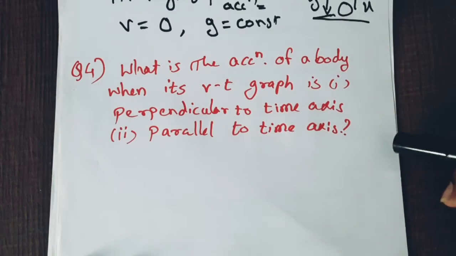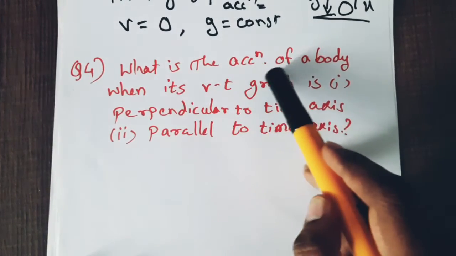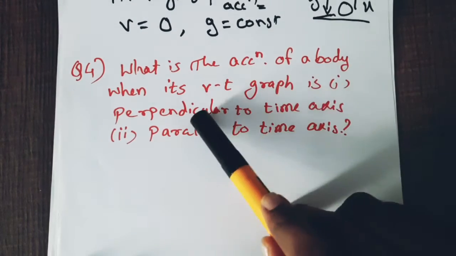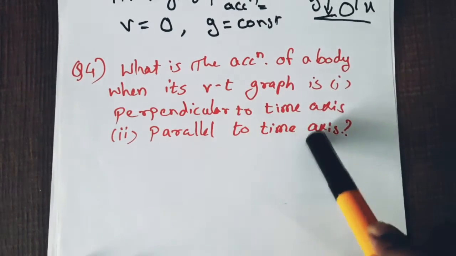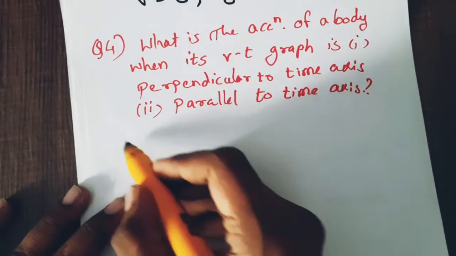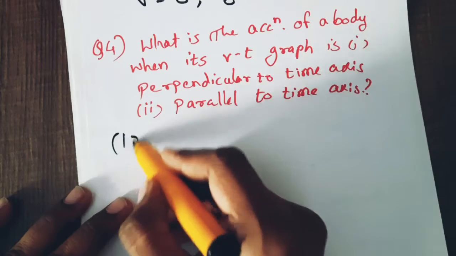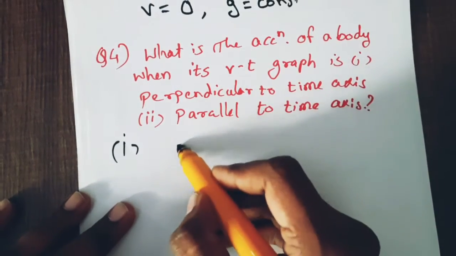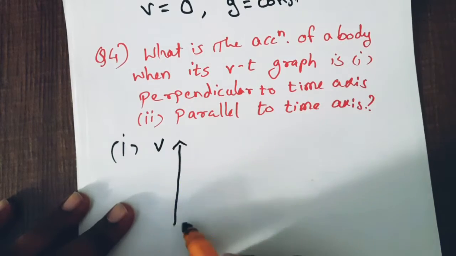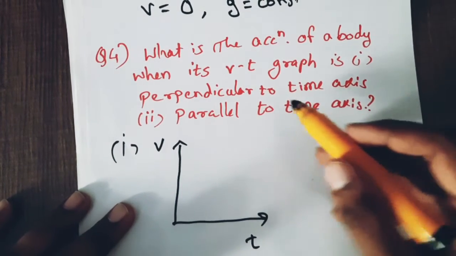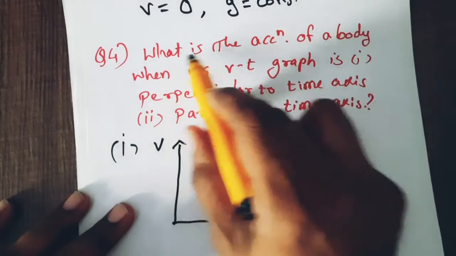Now let's see question number 4. What is the acceleration of a body when its velocity time graph is perpendicular to the time axis and parallel to the time axis? So let us draw the velocity time graph first in each case. Case number 1: we have to draw the VT graph. VT means velocity time graph. This is the velocity axis, this is the time axis, and as far as the question is concerned, what is the acceleration?